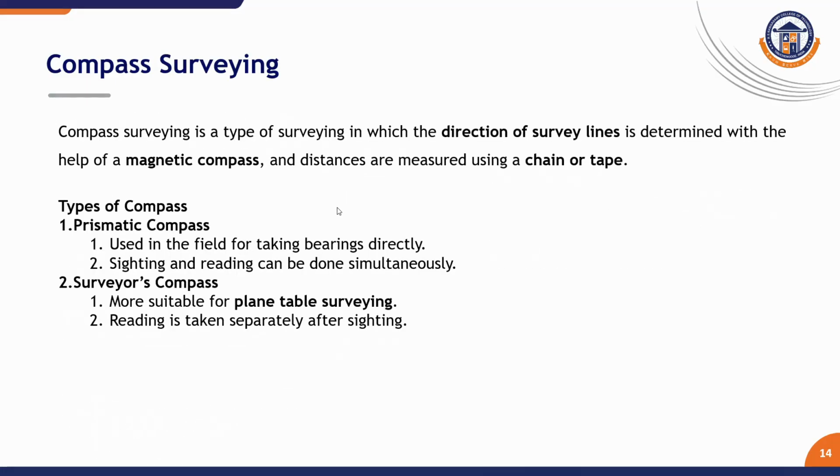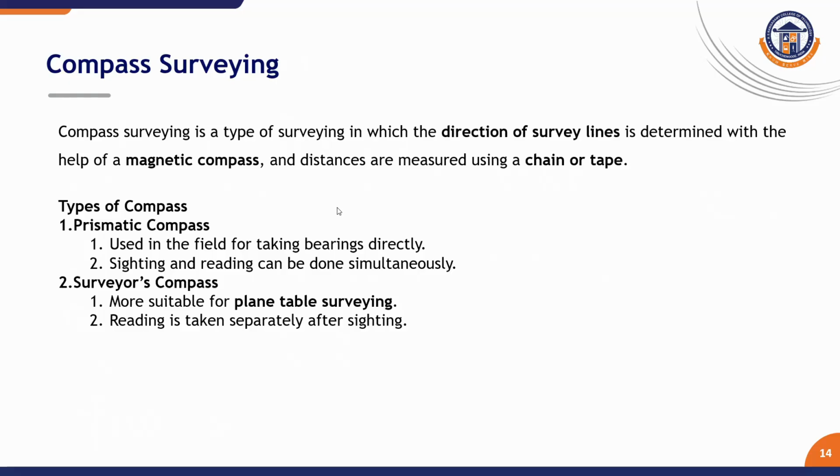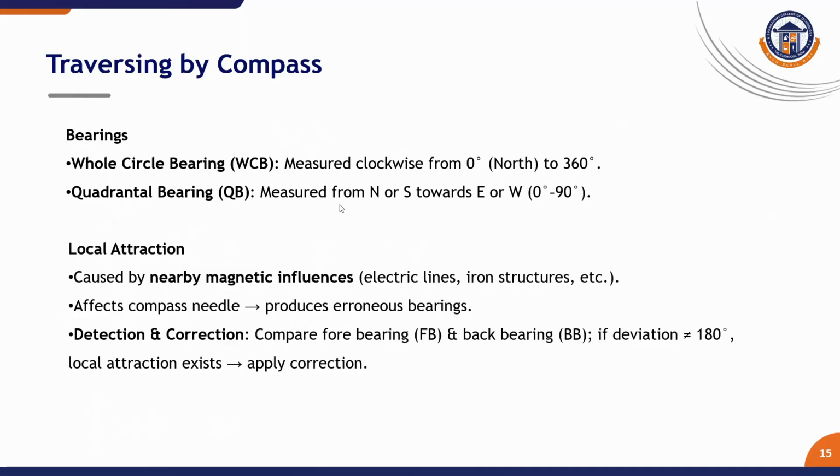Compass surveying. Moving beyond mere distance, we now incorporate directions with compass surveying. In this method, directions of survey lines are determined using the magnetic compass. The distances are still measured with a chain or tape, which allows us to plot the framework of the survey. There are two types of compass: one is the prismatic compass, and the other is the surveyor's compass.